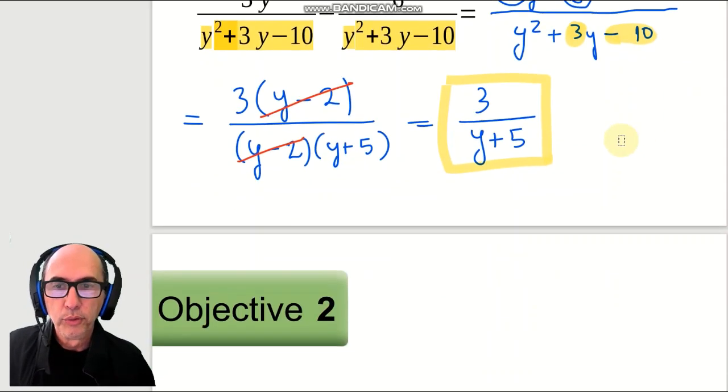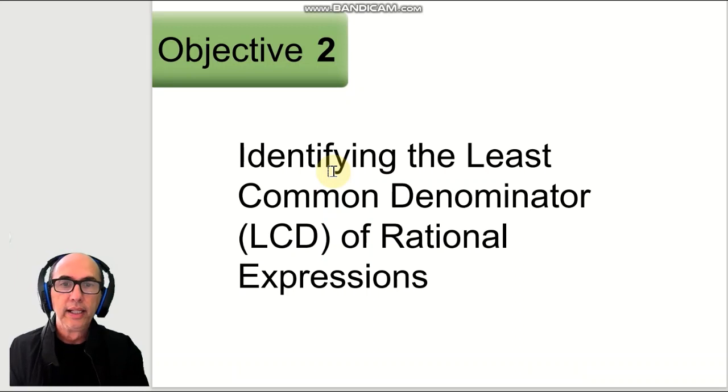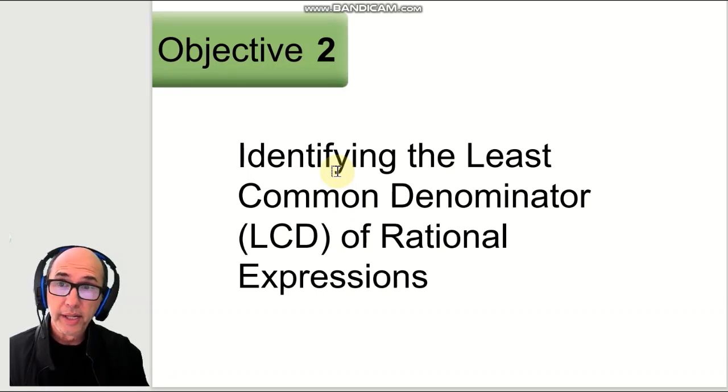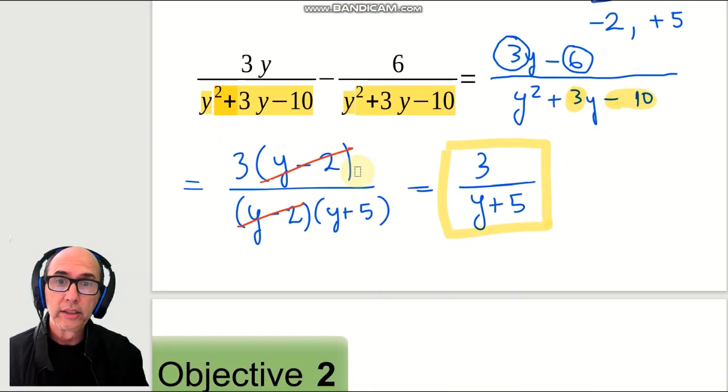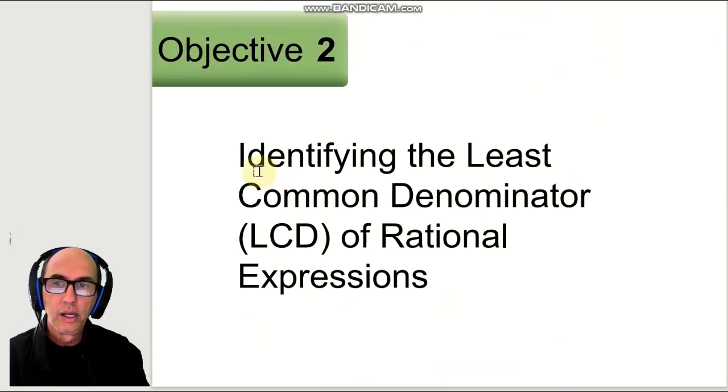Okay, moving on to the next objective, identifying the least common denominator. This is one step before we work with fractions with different denominators. We know how to add, subtract if they have the same denominator. What about when they have different denominators? And the answer is we need to find the least common denominator.